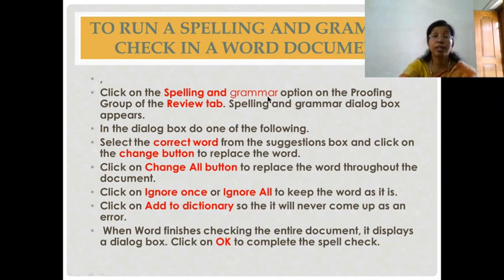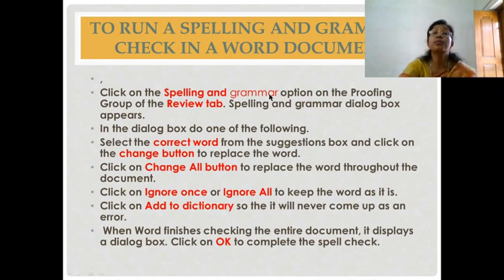One more option you can find there is add to dictionary. Click on add to dictionary so that the word will be added to the dictionary. Next time it will not show as an error. Anymore it will not show as an error if it is added to the dictionary. Make sure that the word is spelled correctly before choosing the add to dictionary option. You should be sure that the word is correct.